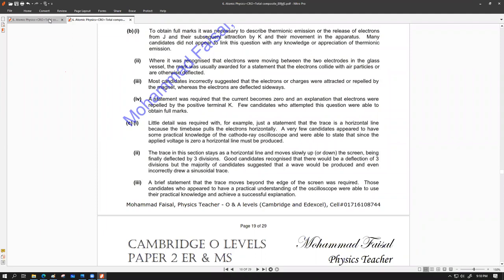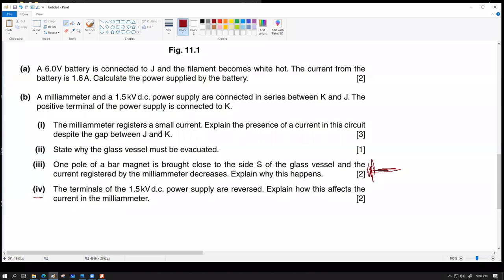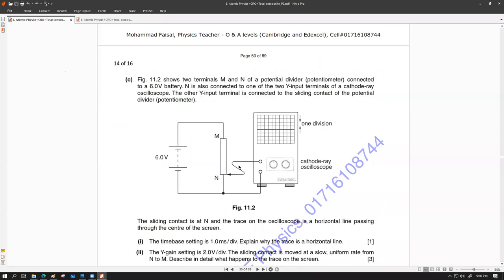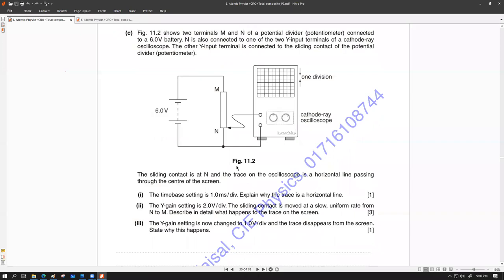Anyway, so we'll move on to the next question. Next question is here. Sorry, here. Yep. Read this question. Try to speculate. How do you solve this?